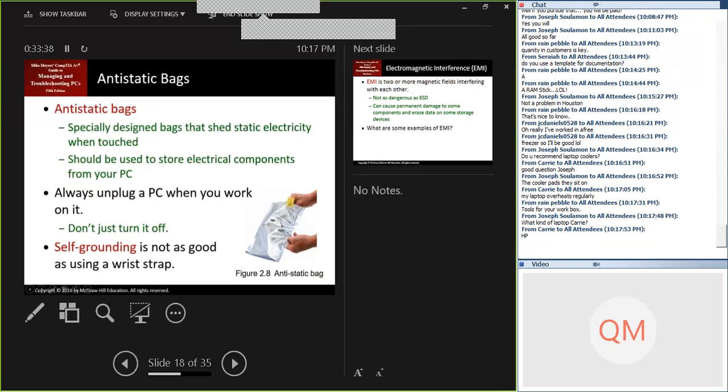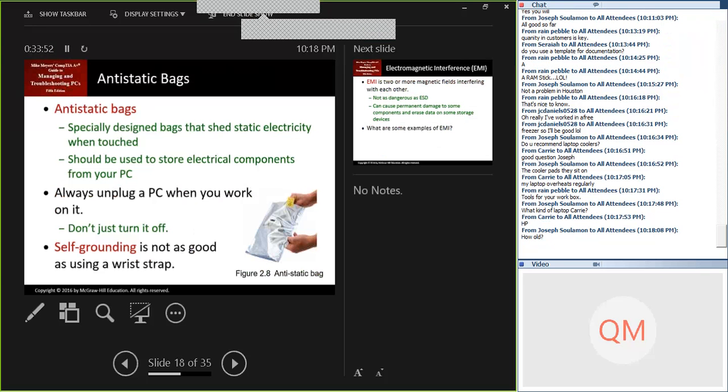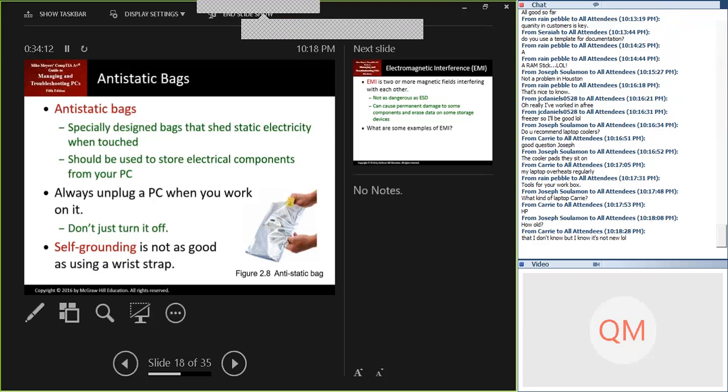And then if you've ever seen computer components or ordered a part and it comes in these metallic looking bags, those are anti-static bags. And they're specially designed to shed the static electricity. And they should be used to store the components of your PC. And what you don't want to do is take it out of the bag and sit it on top of the bag. Totally defeating the purpose. The inside of the bag is the anti-static portion.